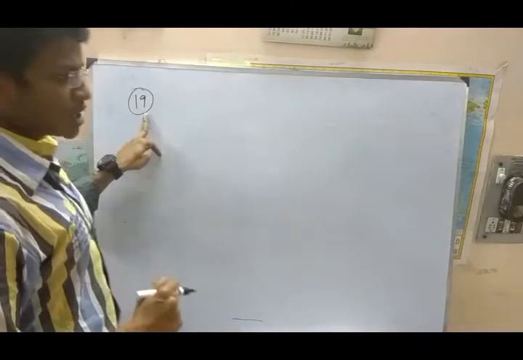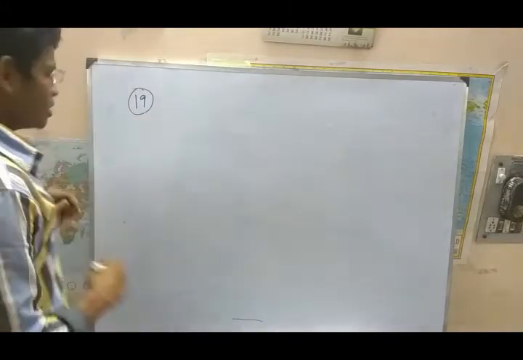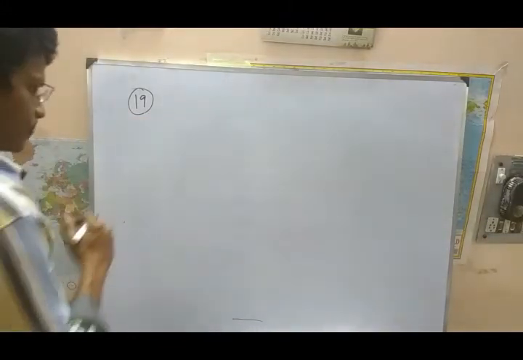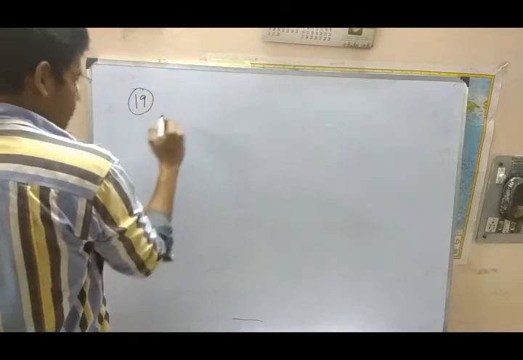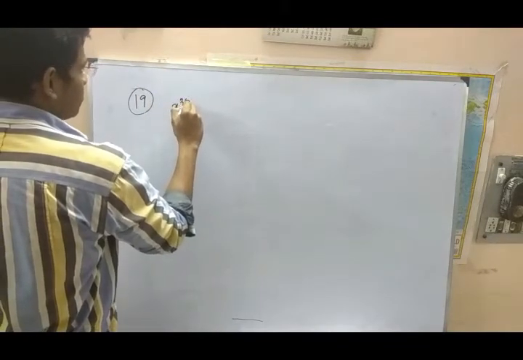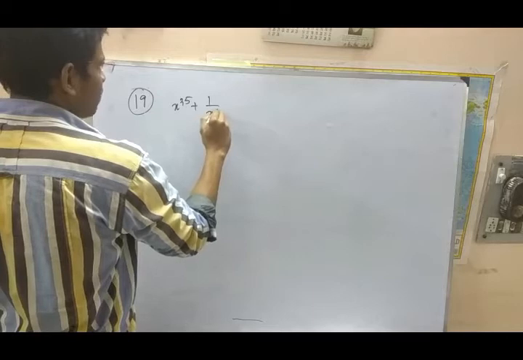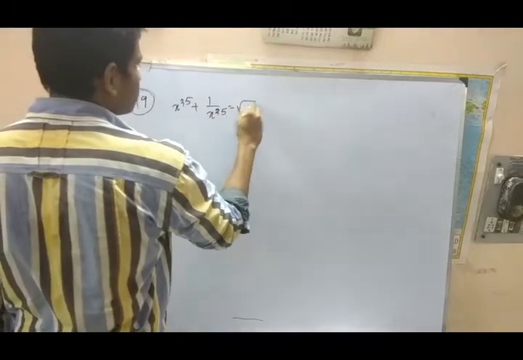So remember this question. What is this 19th question? What is our question? X power 25 plus 1 by x power 25 equal to root 13.